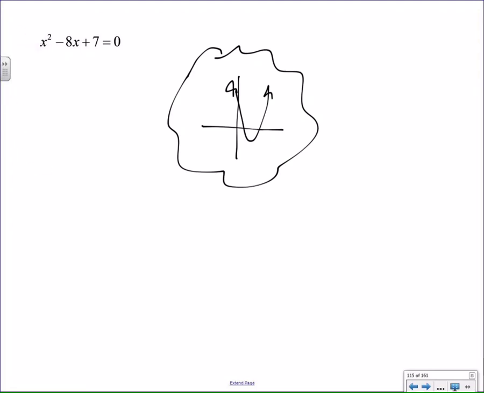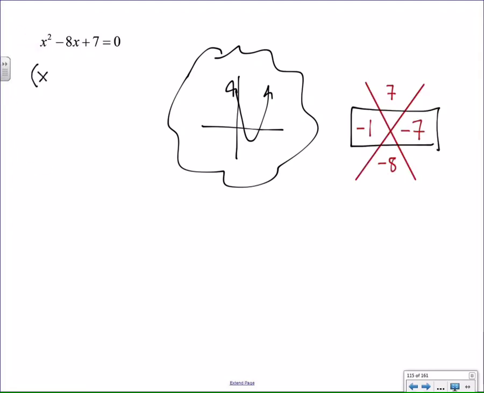x squared minus 8x plus 7. What's the deal here? Well, because the coefficient on x squared is 1, these two numbers in my x box become the constants in my factors. I do not have to do the long form factoring. I now have permission to cut to the chase.